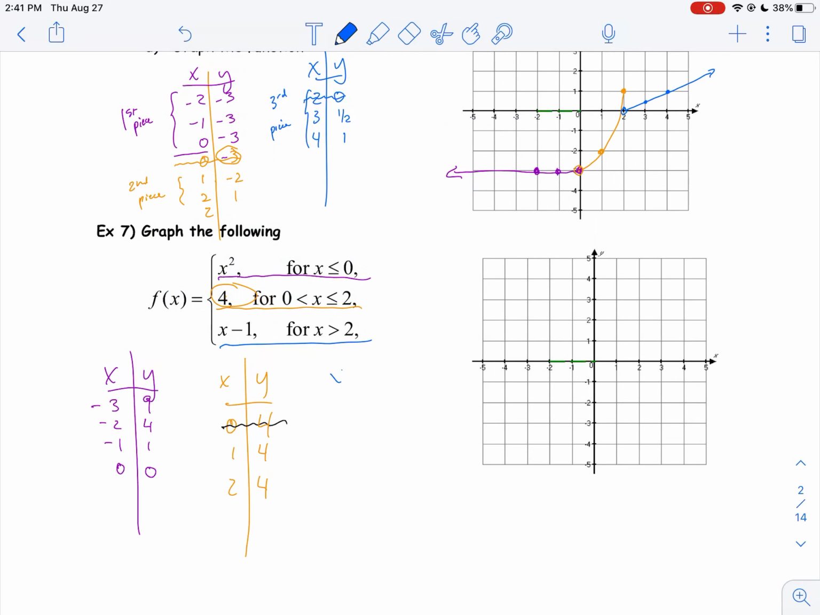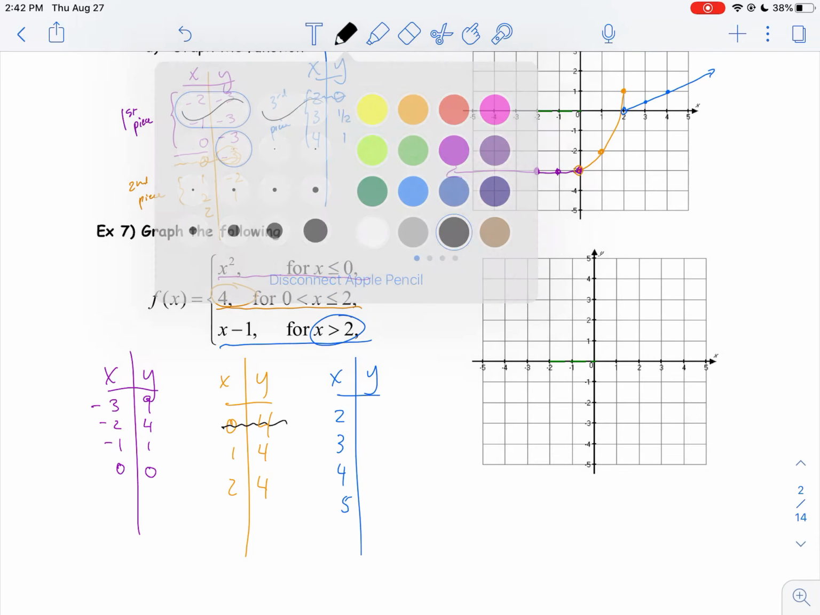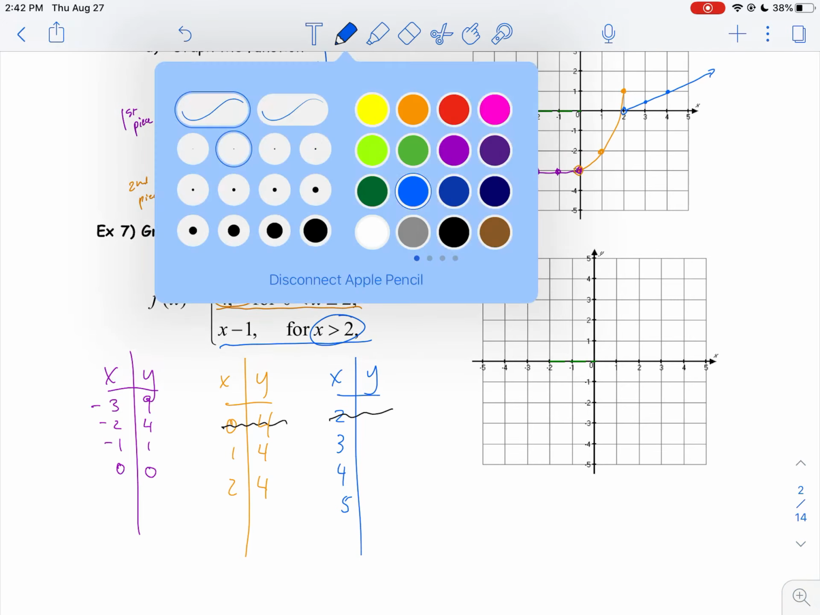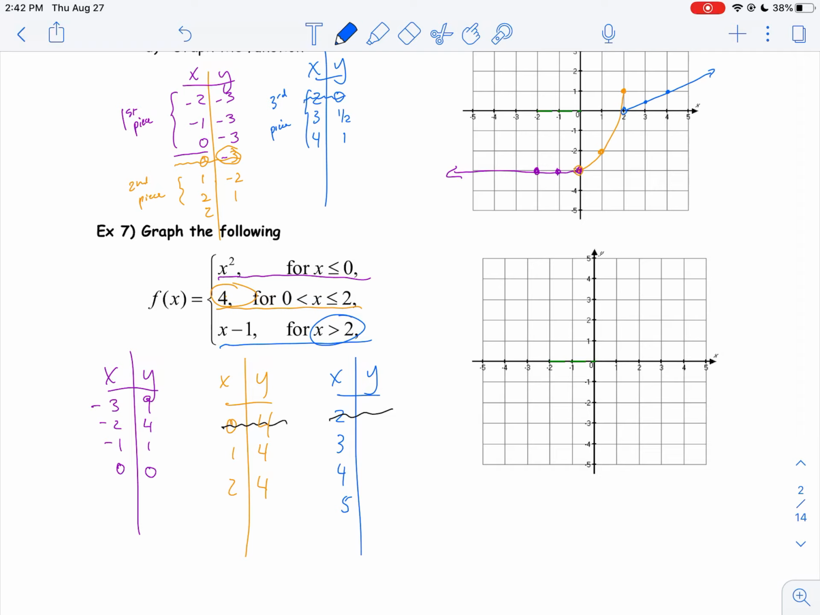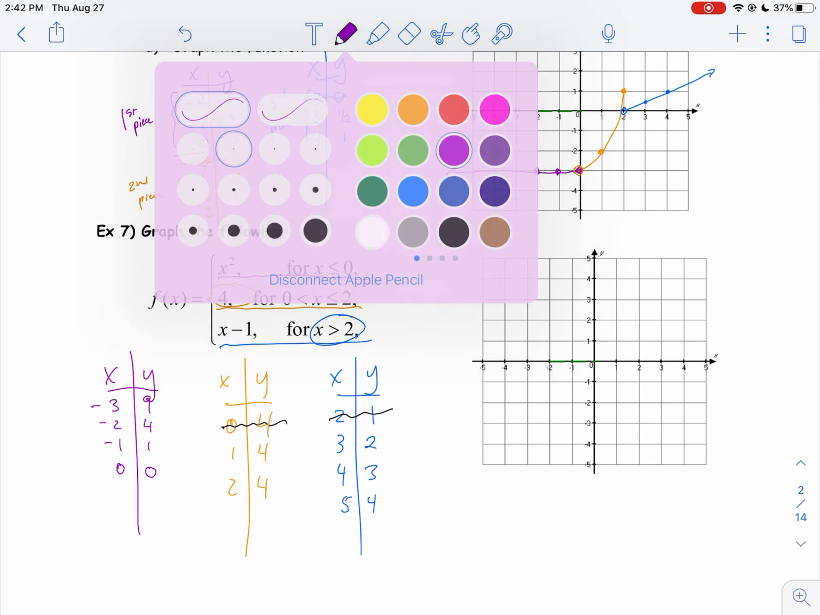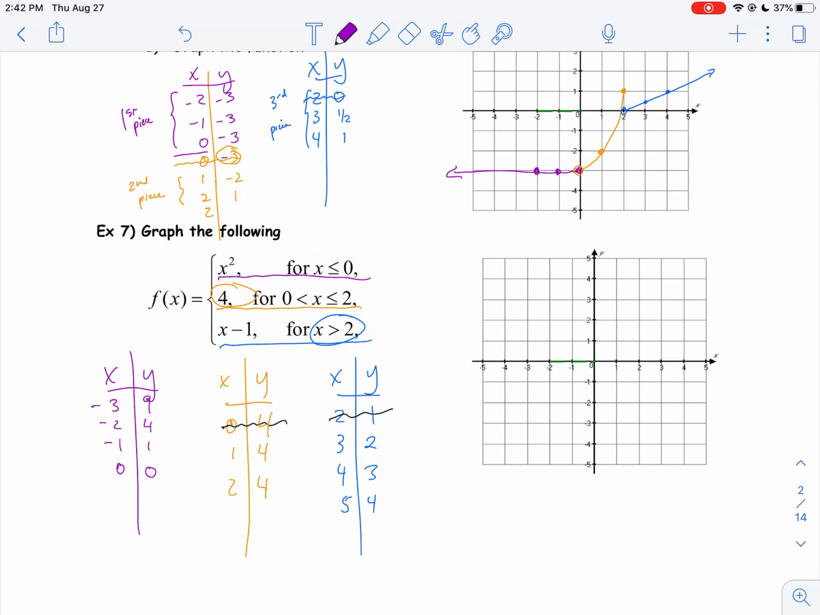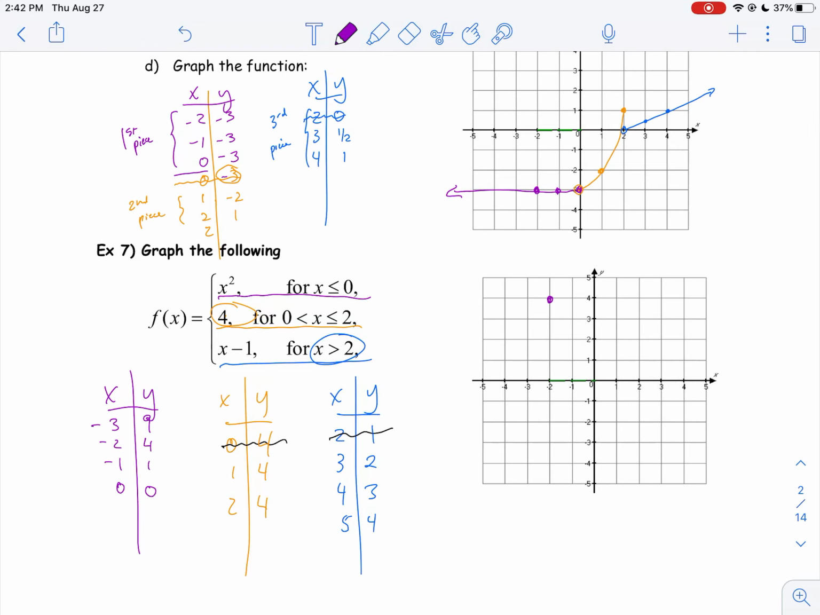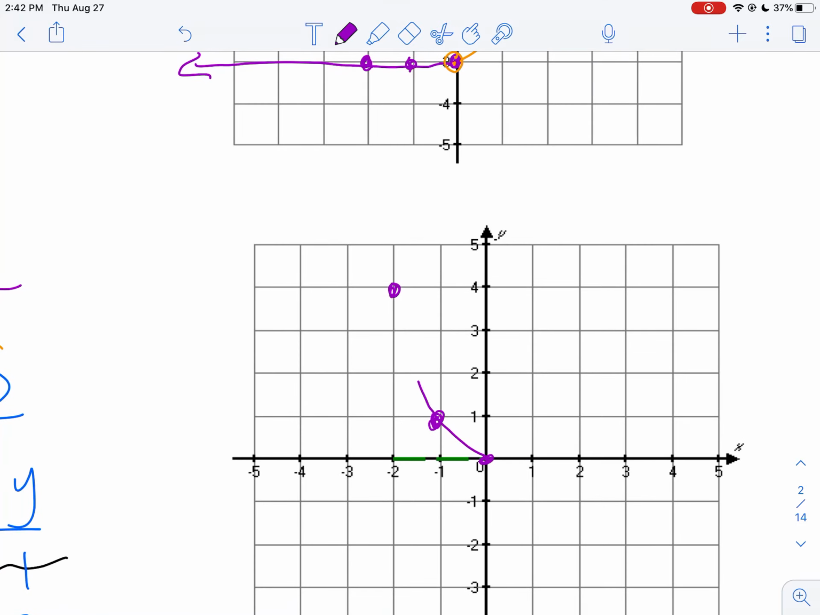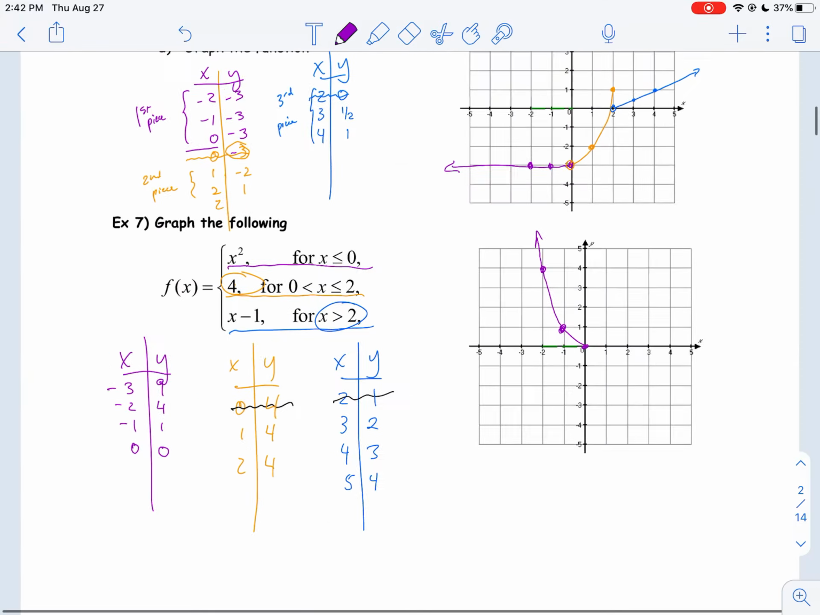Alright, let's look at the third piece now, x, y. I want values that are greater than 2. I'm going to still plug 2 in, because I want to see where that open circle would be. And so I plug 2 in, 2 minus 1 is 1, 3 minus 1 is 2, 4 minus 1 is 3, 5 minus 1 is 4. And now we can go ahead and graph these. Let's start with the first piece, the purple. Negative 3, 9's off the chart, negative 2, 4, negative 1, 1, and 0, 0. So I've got a parabola here, at least half of one.